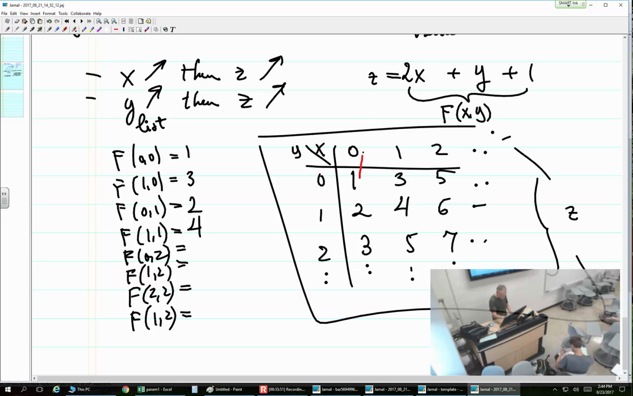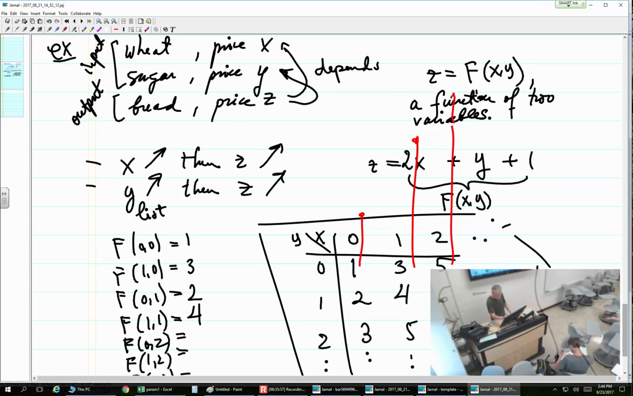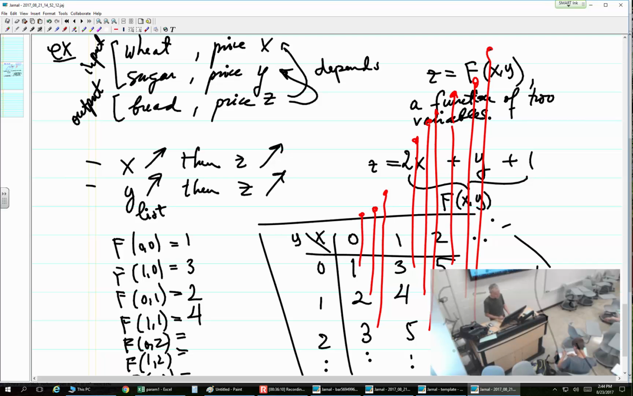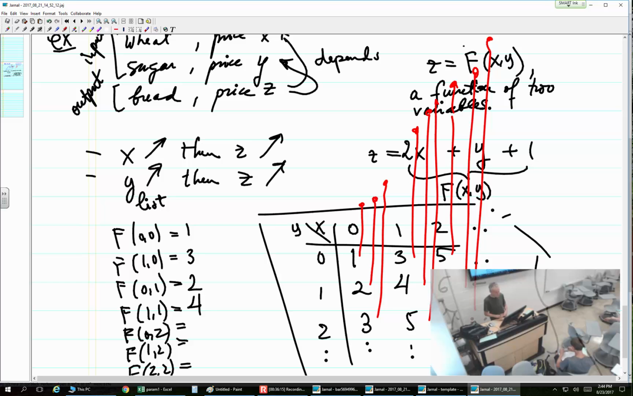Okay, so 1, 3, 5 goes on like this. So imagine that is a thick bar. This is 2, and this is 4, and this is 6. Okay? And then this is 3, and this is 5, and this is 7. Okay? So when you do it by hand, you might not be able to entirely recognize what's going on.